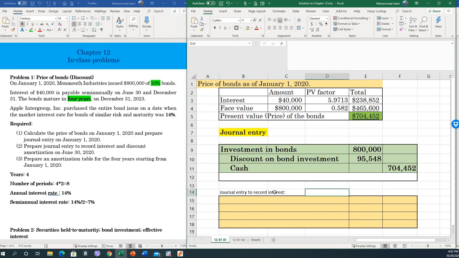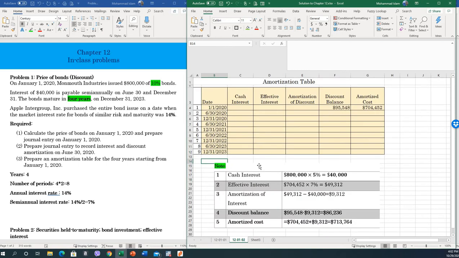We'll calculate it later because we need to calculate the interest first. Okay, let's go to the amortization table. Okay, so now what we will do, here, see that we have retained all the dates every 6 months. See that 6/30, 12/31, 6/30, 12/31, 6/30, 12/31.